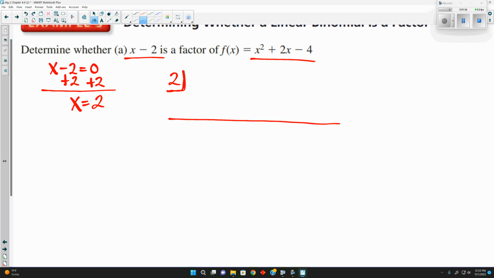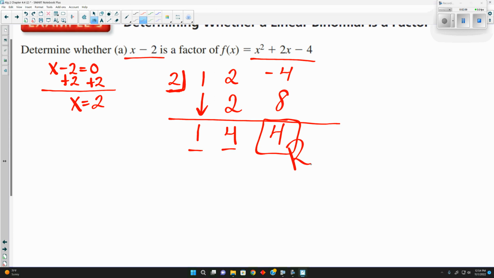And now we can put the numbers across the top. So we would have 1 for x squared, 2 for x, and negative 4. And we'll bring down the 1. And now we'll do our multiplication. So 2 times 1 is, we'll put it under the next number, 2 plus 2 is. And we do 2 times 4, which is, and negative 4 plus 8 is. And 4 here is our remainder.